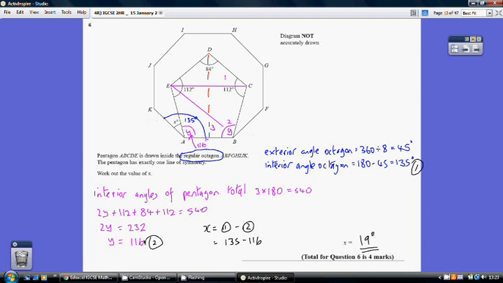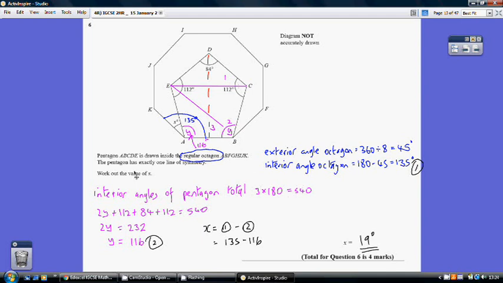I'm now going to move over to my irregular pentagon. The pentagon's got 5 sides, so that breaks down to being 3 triangles. If I take any point, say from E, and break it down into triangles, I get 3 triangles. So 3 lots of 180 degrees. The total of my interior angles of this pentagon is 3 lots of 180, which is 540.